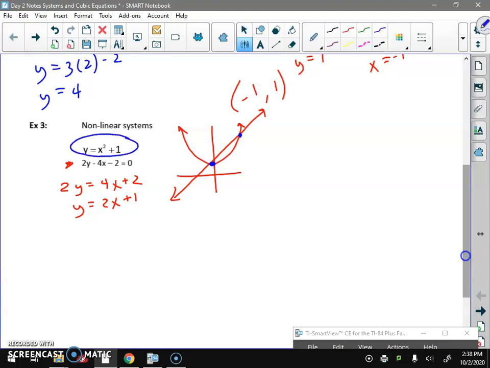That y equals is ready to go in my other equation. 2y minus 4x minus 2 equals 0. What do I replace that y with? x squared plus 1. Now I got some good algebra that we all like.